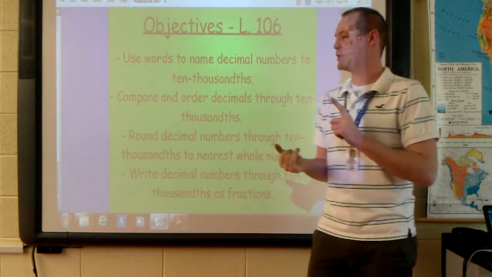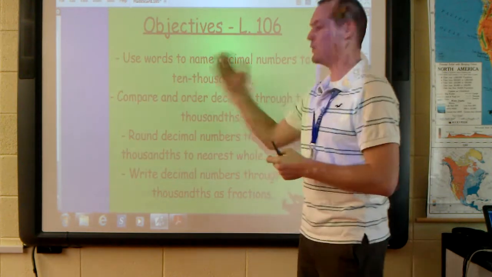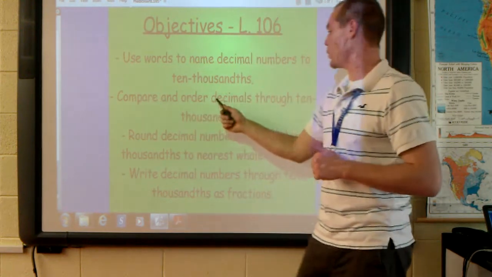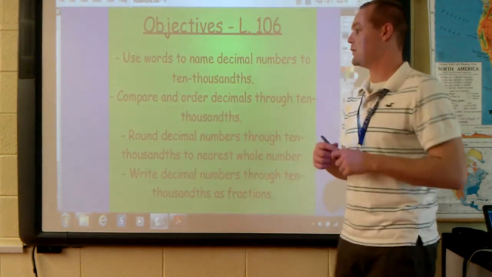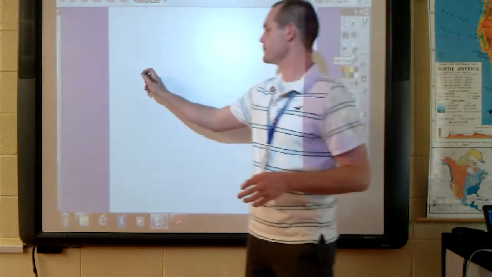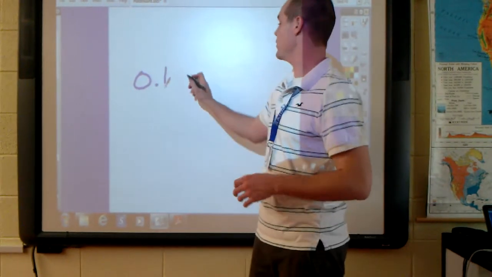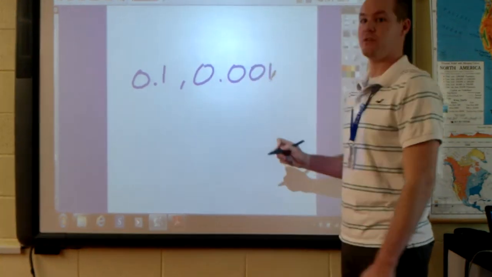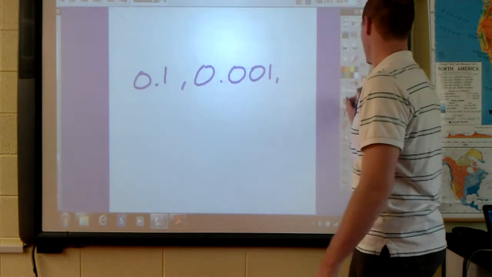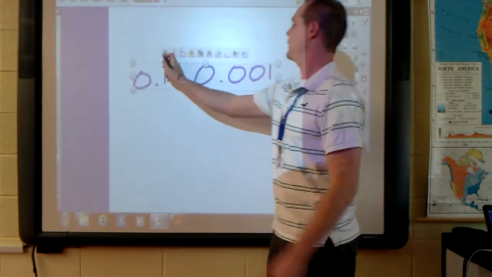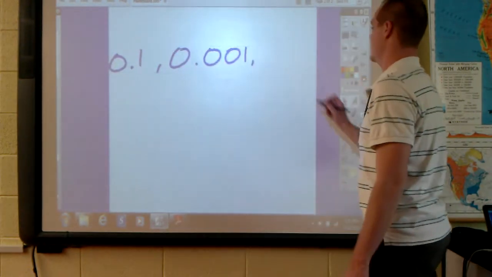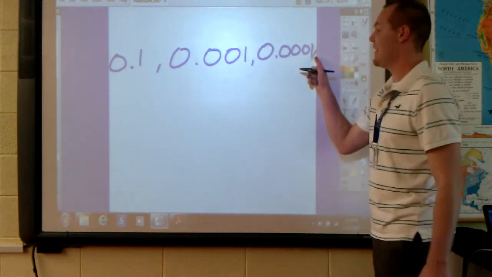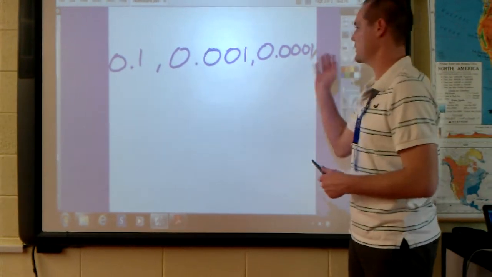We've done them so far to the thousandths. Now we'll take care of the next place value. The 10,000ths. Next objective, compare and order decimal numbers through 10,000ths. So we'll get numbers like 0 and 1/10. We'll get numbers like 0 and 1,000th. And then we'll have another number, 0 and 1/10,000th. And that's kind of what we're learning today.